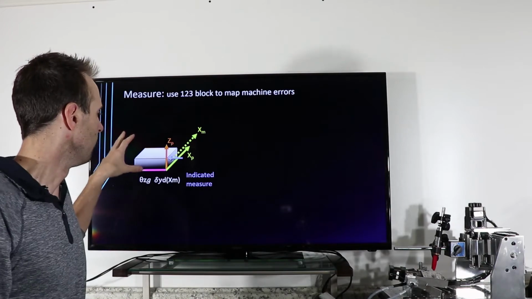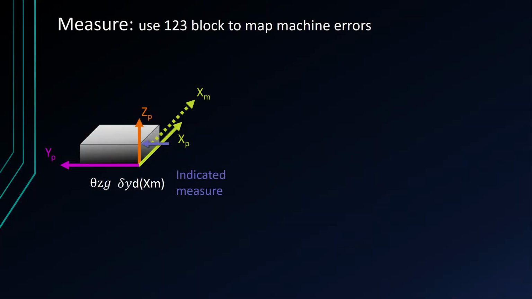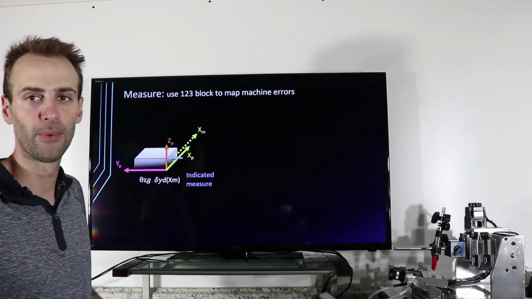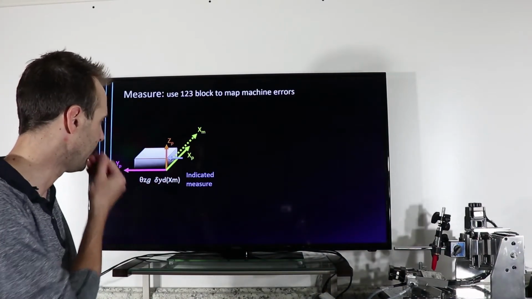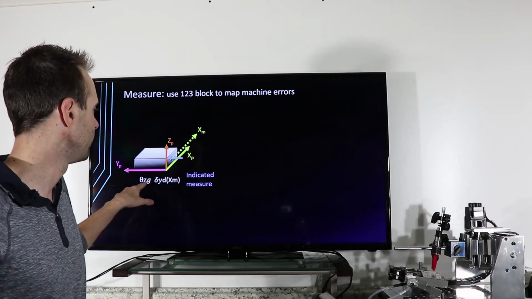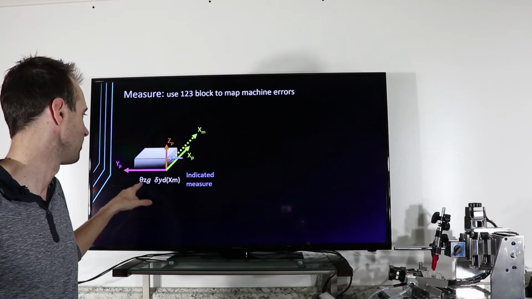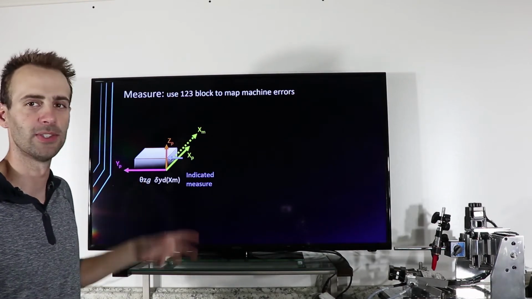So what I have shown here is a setup gauge block, or I'm sorry, a 1, 2, 3 block, and then the three Cartesian axes defined by wherever that block is. So if I want to measure the geometric error with the rotation about z, right?